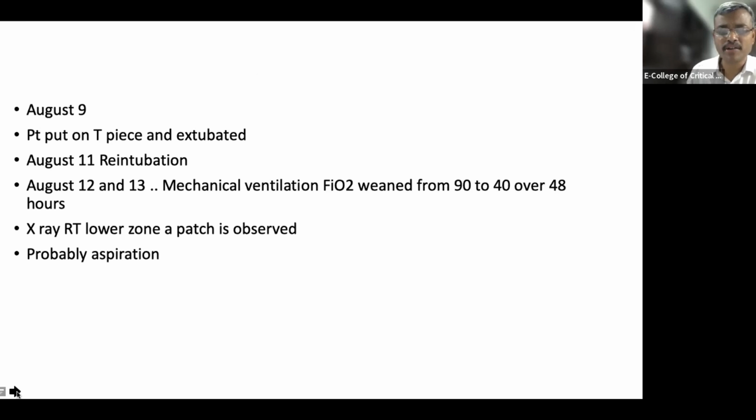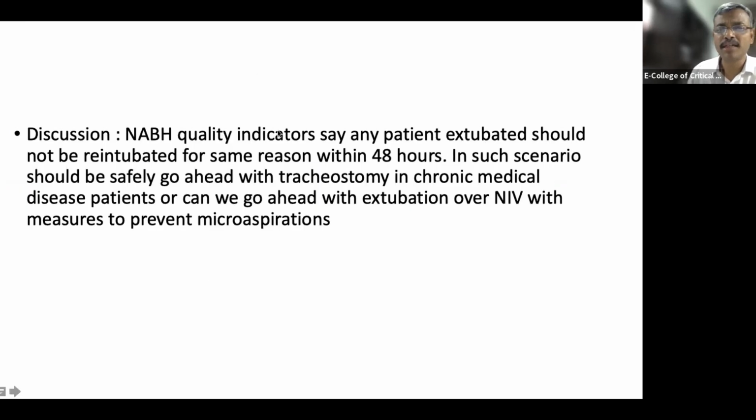So probably aspiration is already mentioned. So this I want to tell. NABH quality indicators say that any patient extubated should not be reintubated for the same reason. This is wrong actually. Any patient extubated can be reintubated.